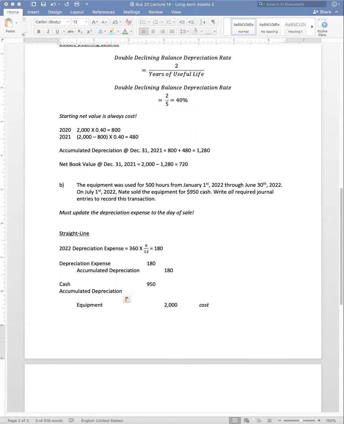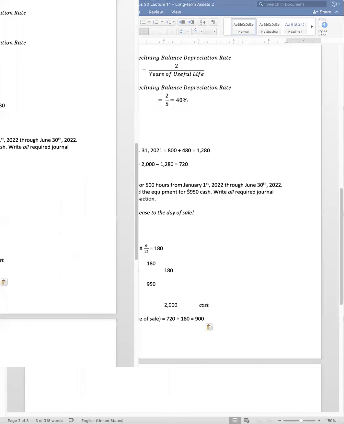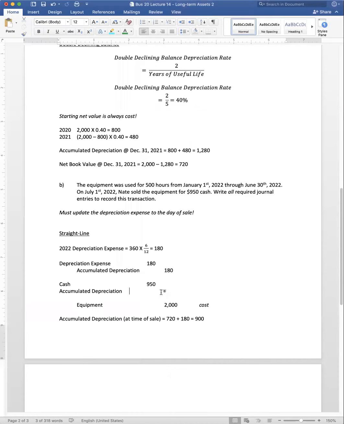So the total accumulated depreciation at this time is going to be the $720 we had at the end of last year, plus the $180 that we just recorded now. So in total, the accumulated depreciation is going to have $900 in it. So we are going to debit the accumulated depreciation for $900. All right, we're almost done. You can kind of tell because, hey, we only have one empty line here in our journal entry. So what's it going to be?